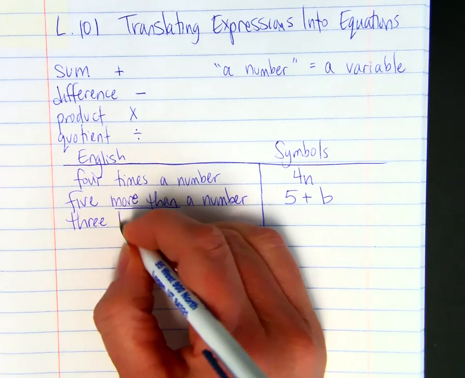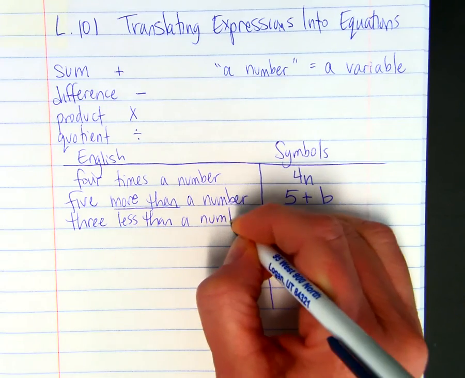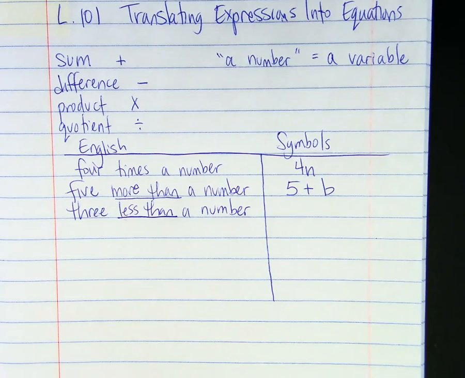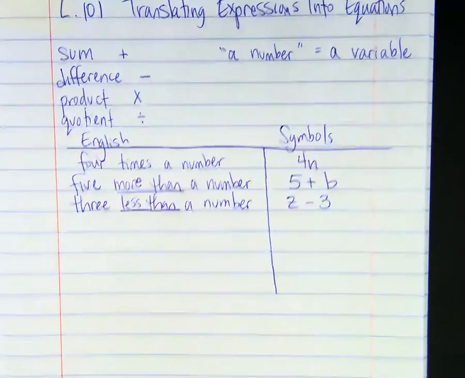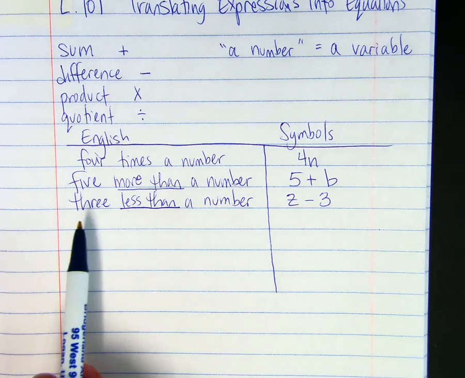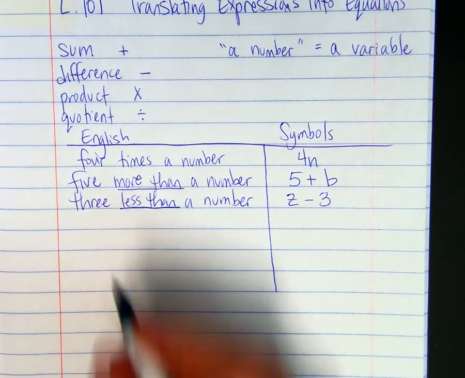3 less than a number. Less than means you're taking 3 away from the number. So it's not 3 minus z, you're actually subtracting 3 from the number. So we have z minus 3.